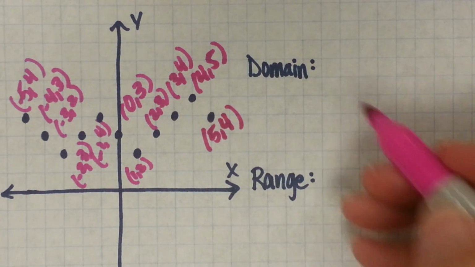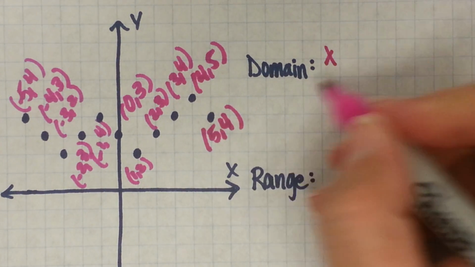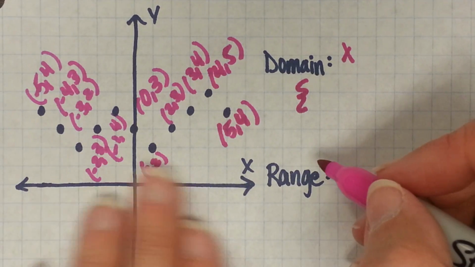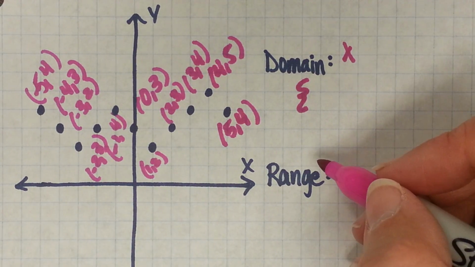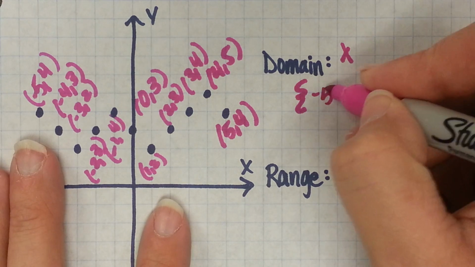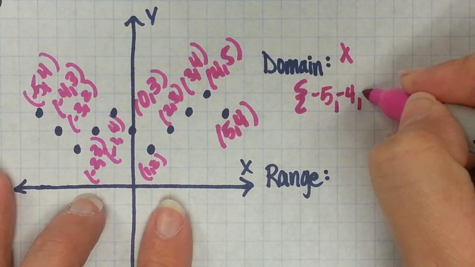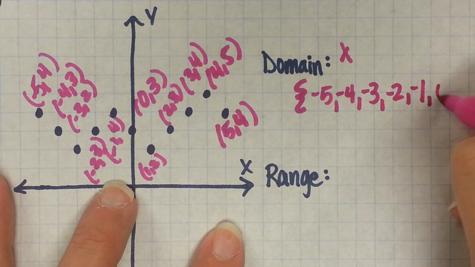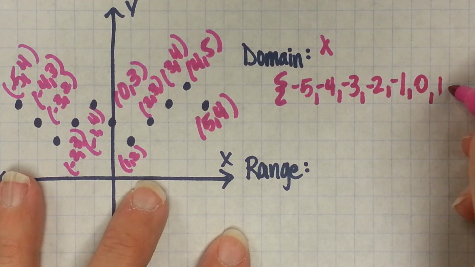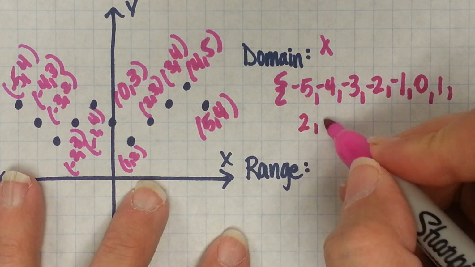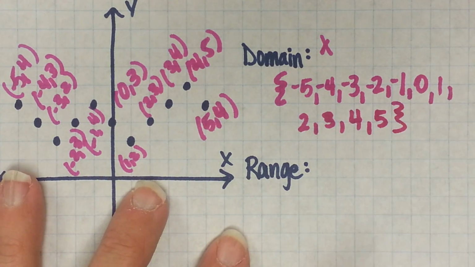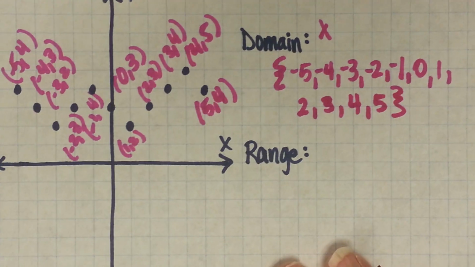Alright, so when I list my domain, remember domain is x, so I would start my set notation. And I would go in order from left to right and write down my x values. So I have -5, -4, -3, -2, -1, 0, 1, 2, 3, 4, 5. Those would be all of my x values.